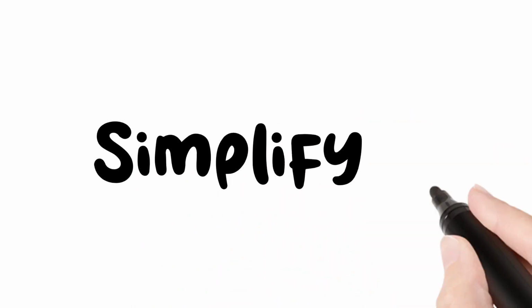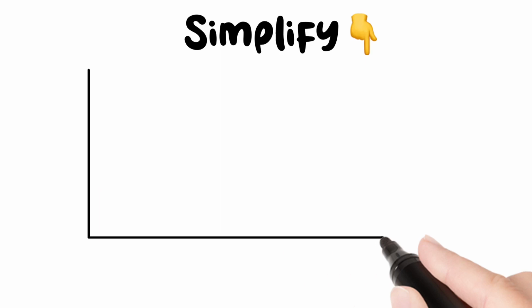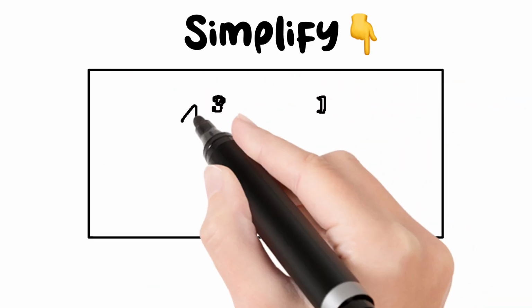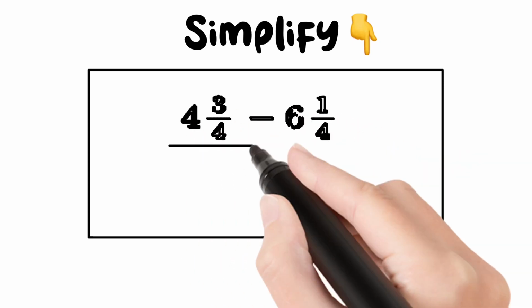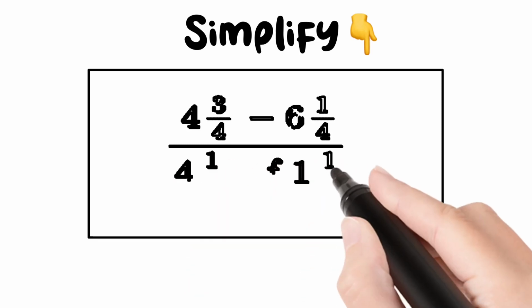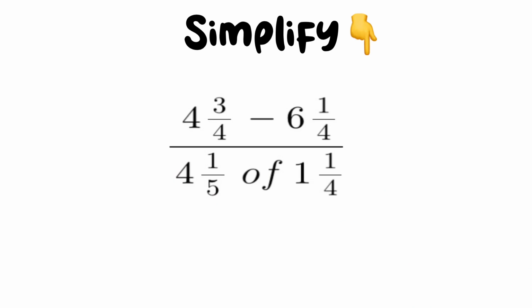Hello guys, so we've been asked to simplify 4 whole number 3 over 4 minus 6 whole number 1 over 4, divided by 4 whole number 1 over 5 of 1 whole number 1 over 4. The first action that we must take is to change the mixed fractions to improper fractions.